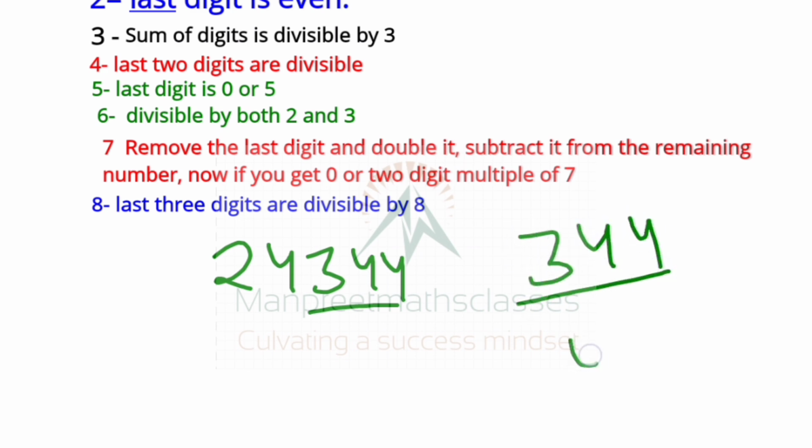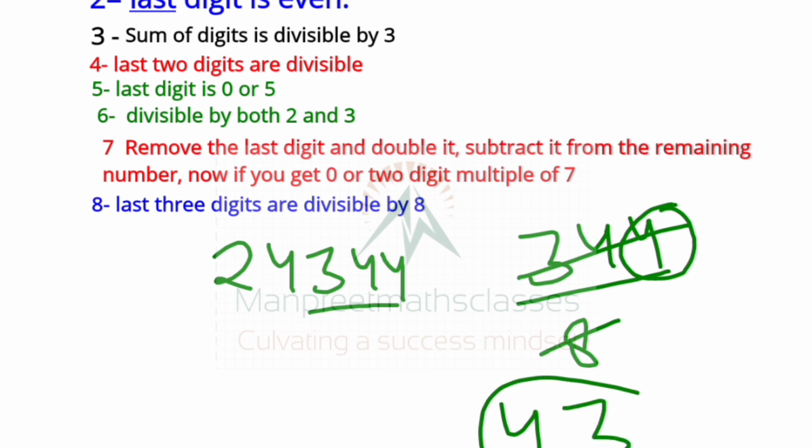344 divided by 8. 8 4s are 32, 2, then you will take this 4, it became 24, so 8 3s are 24. So you can say yes, the number 24,344 is divisible by 8 as its last 3 digits are divisible by 8.